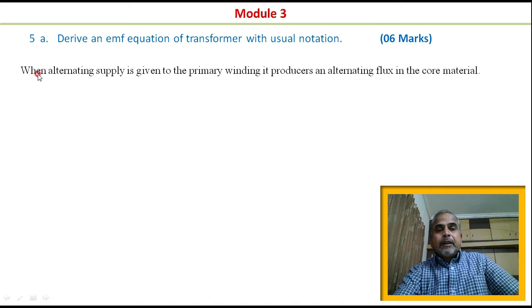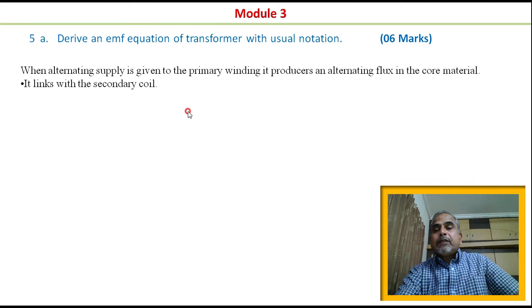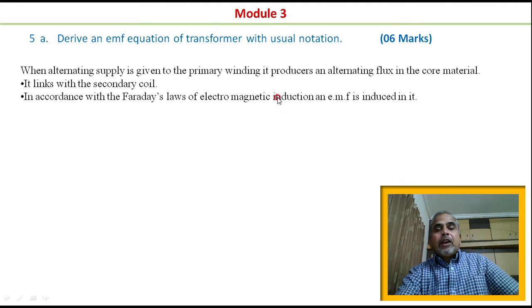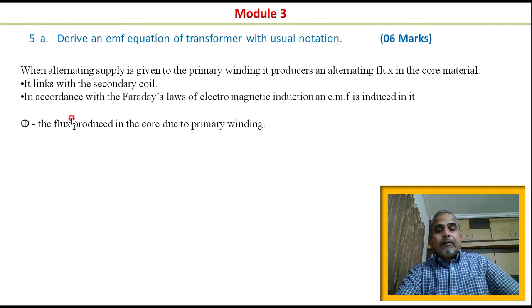The same thing is written here. When alternating supply is given to the primary winding, it produces an alternating flux in the core material. It links with the secondary coil also. That is, the flux produced by the primary winding is linking both primary as well as the secondary. In accordance with Faraday's laws of electromagnetic induction, there is an induced EMF in both primary and secondary winding. Then, what is the nomenclature we are using for the EMF equation of a transformer?